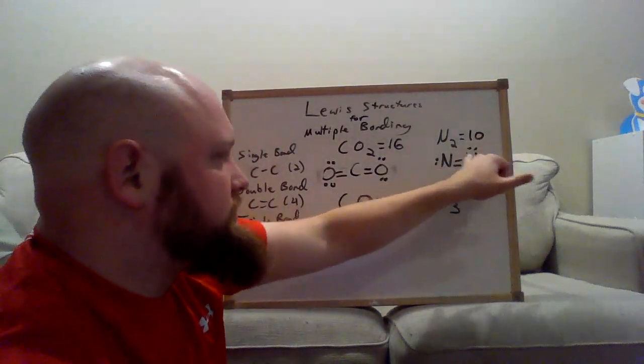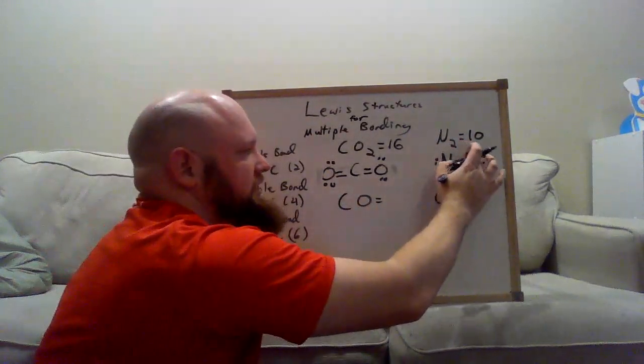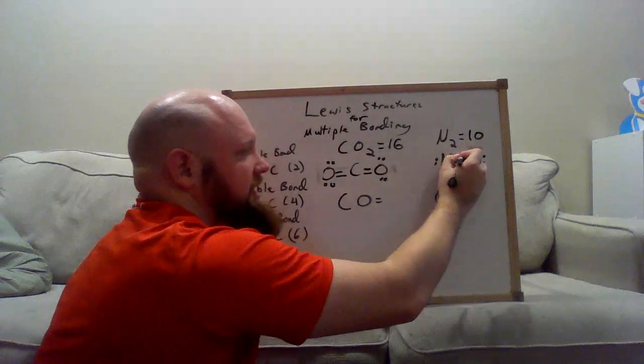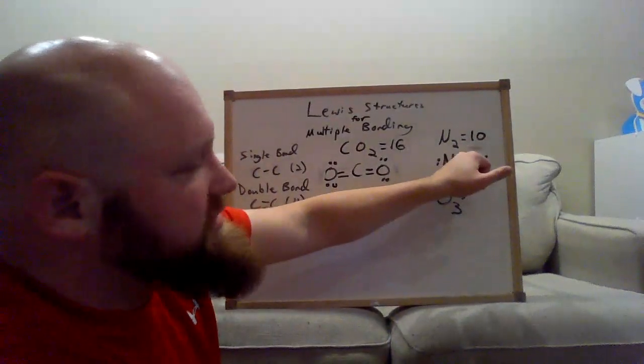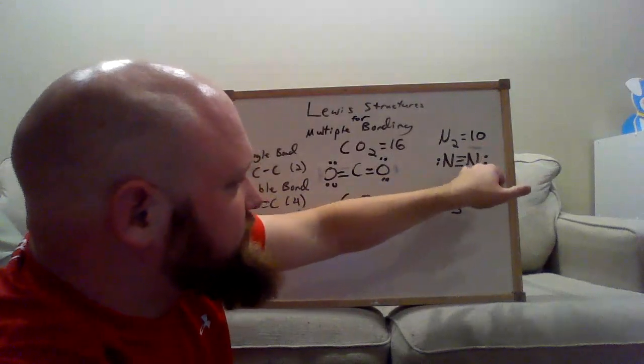So I have 2, 4, 6, 8. Okay, that's good. 2, 4, 6. This N's still not good. We share these two. These two move in to be a triple bond. So we still have our 2, 4, 6, 8, 10, but each N has 2, 4, 6, 8, and this N has 2, 4, 6, 8.